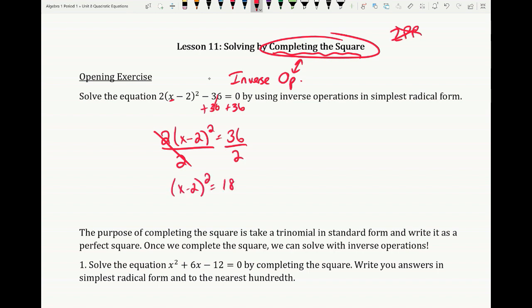And here's where we undo squaring. How do I undo squaring? I take the square root. So that gets rid of that squared for me and leaves me with x minus 2 equals, I hope you remembered, plus or minus the square root of 28.